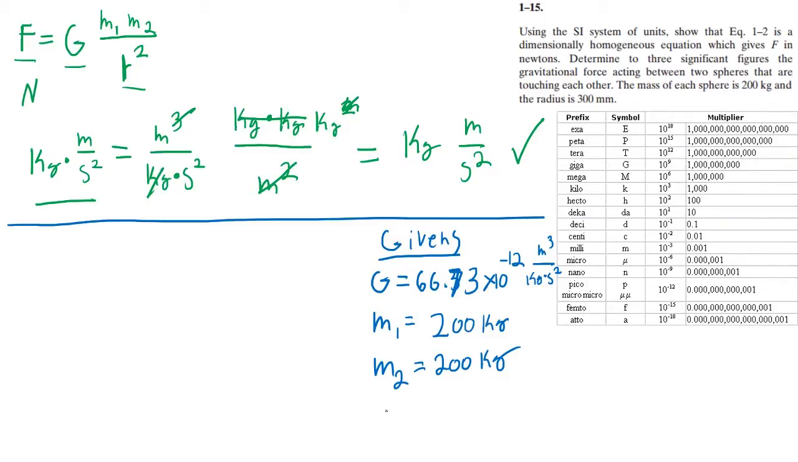And the radius is 300 millimeters, so we also know the radius of both. And that's not the R. The R is the distance between them. So let's find the distance between them real quick. Let's draw our circles. They're touching each other, and here are the middle points. Here's radius 1, here's radius 2. We know both are 300 millimeters, so all you have to do is basic addition. 300 plus 300 equals 600 millimeters.